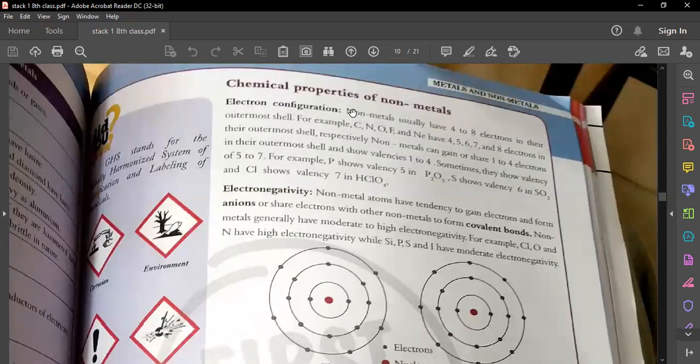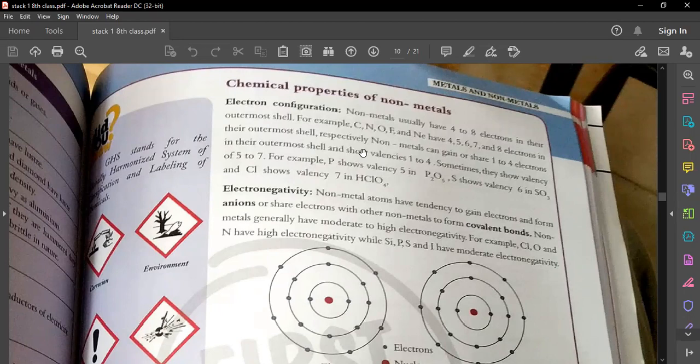So, electronic configuration of non-metals. Generally, non-metals are electronegative in nature, right? They always want to gain electrons to get the octet configuration. So they will try to accept electrons instead of losing electrons. Non-metals always try to accept electrons only. They will not lose electrons. So we call it an electronegative nature.